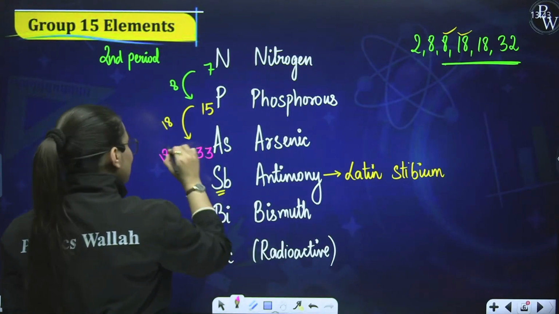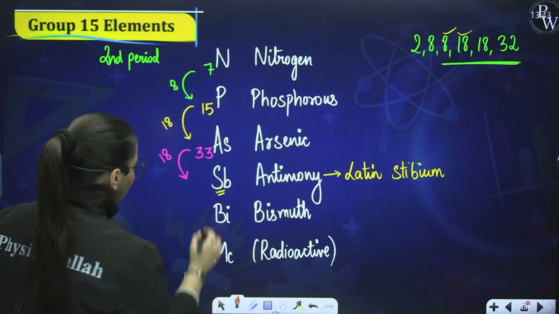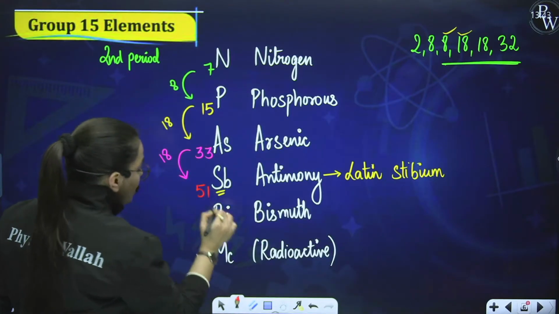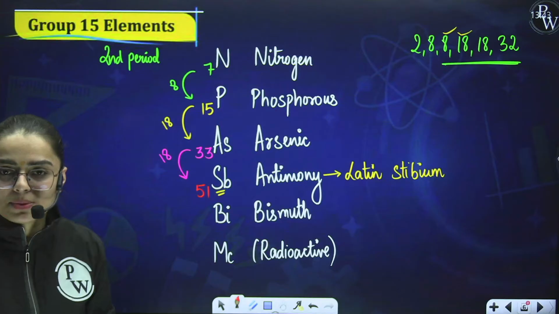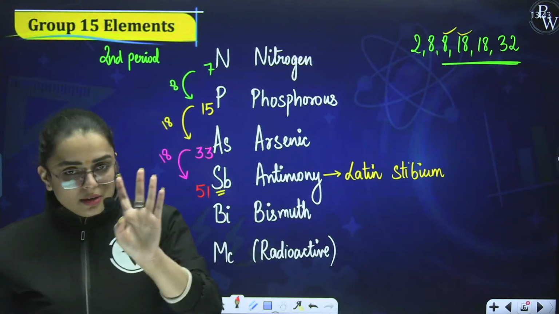You are going to add 18 again. What will be the atomic number? It is 51. So the antimony atomic number comes out to be 51. We represent it, we write atomic number at the base. Okay, is it clear to you?